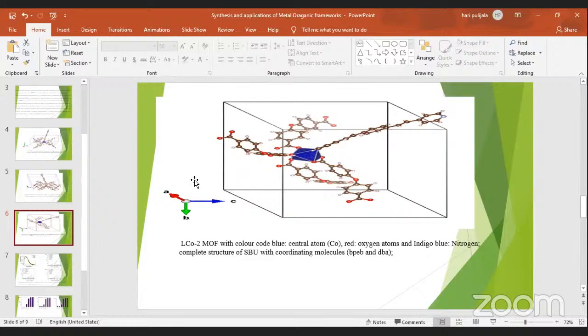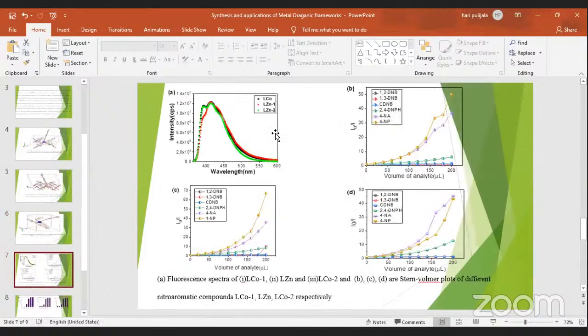These are the structures we obtained from single crystal X-ray diffraction. We have also done thermogravimetric analysis, and this is the luminescence work we have studied. These are the three compounds, cobalt, zinc, and cobalt 2.